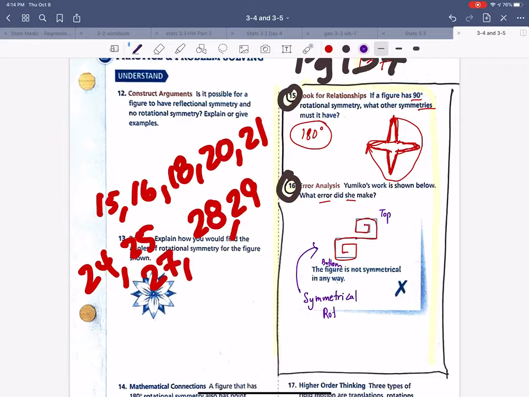It's just rotational symmetry, not reflectional or reflection symmetry. But it does have some amount of symmetry. So technically it has 2 degrees of rotational symmetry, or you could also say it has 180 degrees of rotational symmetry.